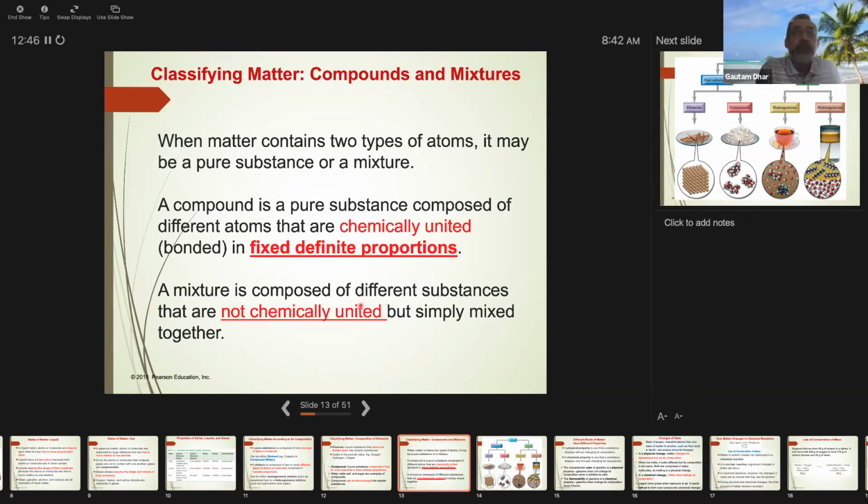A mixture is composed of different substances, not chemically united. So if they are not chemically united, we can easily separate them by physical means. And we'll see what physical means or physical property means. So basically, we can separate them without destroying them. So if you look at air, which is a mixture and has all these gases, nitrogen, oxygen, we can separate each of these gases. So they are physically mixtures.